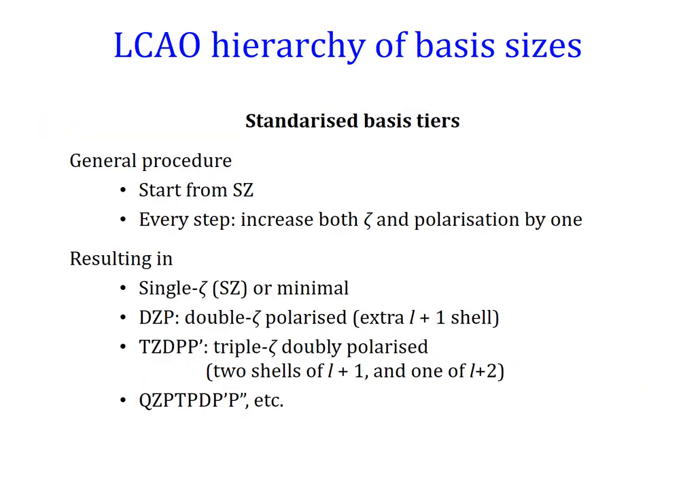So normally these kinds of bases are grouped in tiers. One starts with a minimal or single zeta, and then in every step of the improvement you increase by 1 zeta level and by 1 polarization level simultaneously. So you go from single zeta at tier 0, to double zeta polarized at tier 1, triple zeta doubly polarized in tier 2, and so on and so forth.